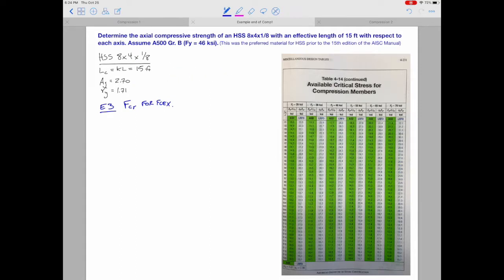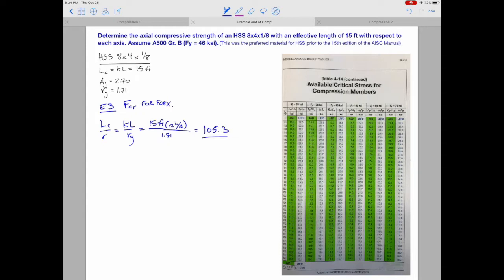So of course we need to write down Lc over r, and we know that that's KL over r, and we know that that was 15 feet. And this says in terms of each axis, so we know that ry is our minimum, so I'm going to put a y here, and 1.71. Need to convert into inches. This is ry. Let's just make that look a little nicer. There we go.